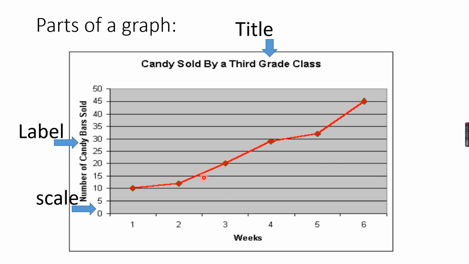Now, what do we mean by interpret a graph? If you take any point in the graph, you have to go vertically to the x-axis, horizontally to the y-axis. Like this point, for example, it means in week 3, 20 bars were sold. If I take any other point, this point, for example, here, it means in week 6, 45 candy bars were sold. Let us go to another example.